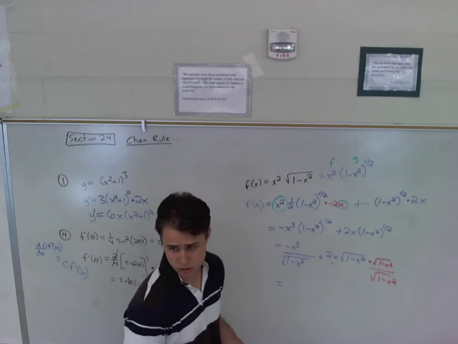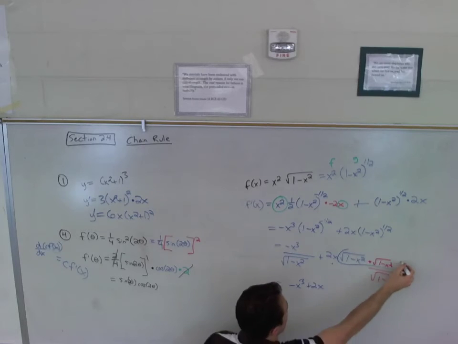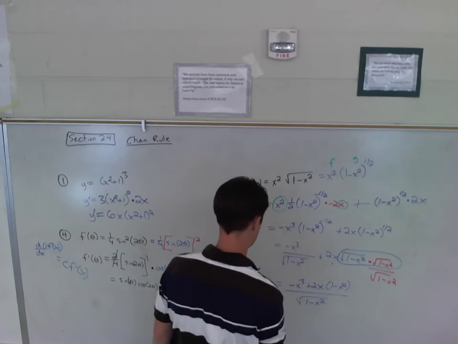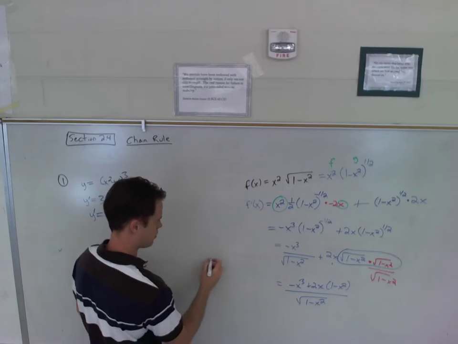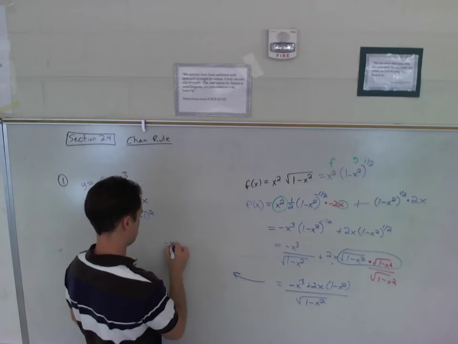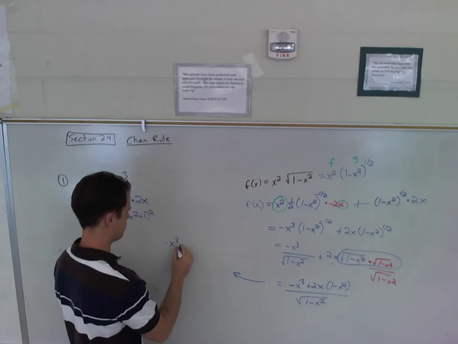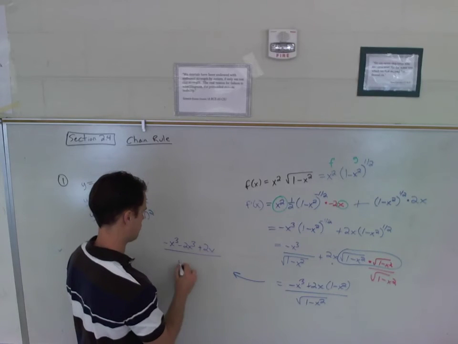I wouldn't do this unless you needed it for something, but we will. So minus x cubed plus 2x times 1 minus x squared. What does this part all become right here? It's just itself, and then all over the common denominator, 2x over the square root of 1 minus x squared. Now can we make that a little nicer? Minus 2x cubed, so negative 3x cubed plus 2x.